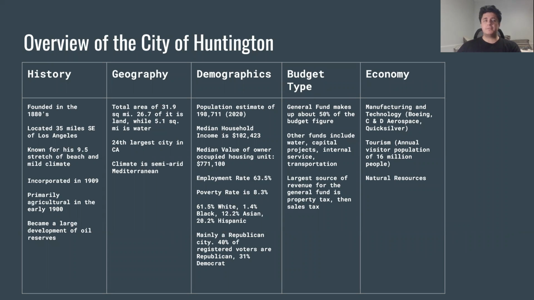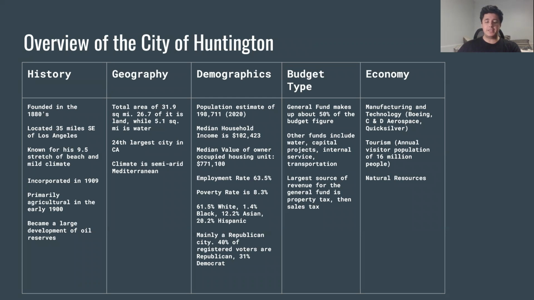A brief overview of the city of Huntington Beach. The city was founded in the 1800s. It is located 35 miles southeast of Los Angeles. It's known for its 9.5-mile beach stretch and a mild climate. It was incorporated in 1909. In the early years, it was primarily an agricultural city, but it was found that it had large oil reserves, and that took the city into an industrialized phase.